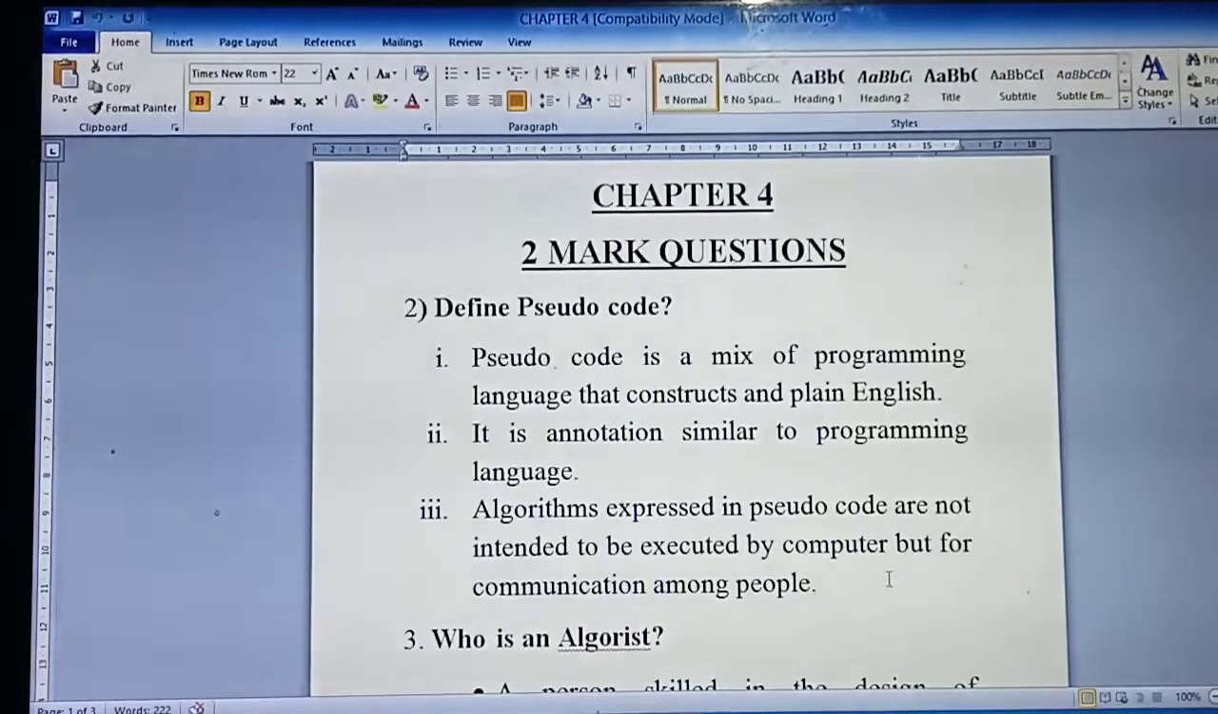Completed the first question. Pseudocode is a mix of programming language constructs and plain English. It is annotation similar to programming language. So algorithms expressed in pseudocode are not intended to be executed by a computer but for communication among people. Completed this question.